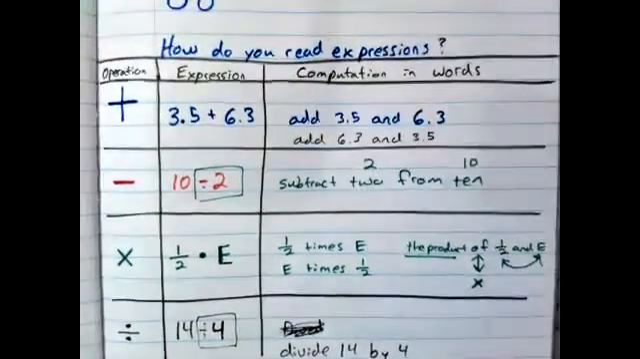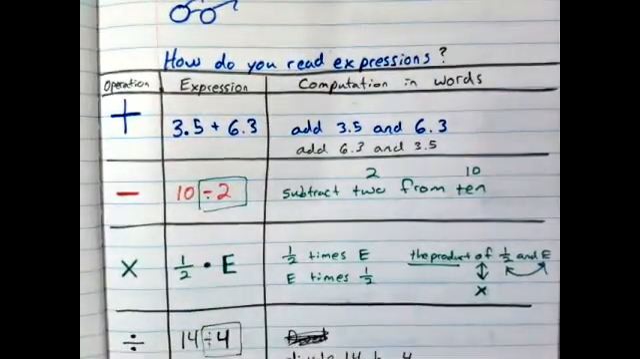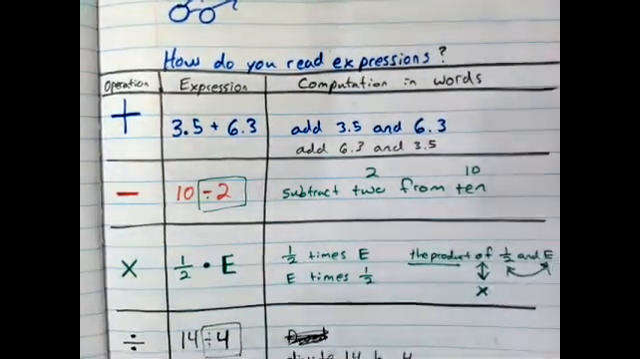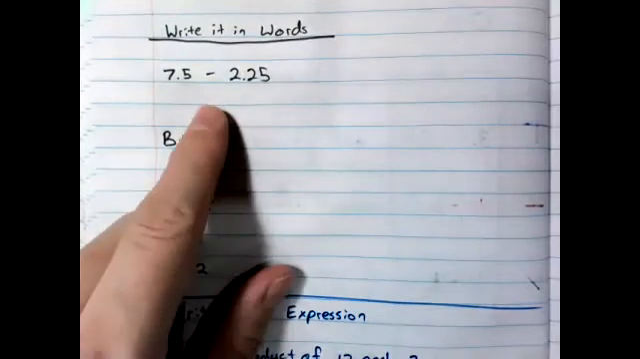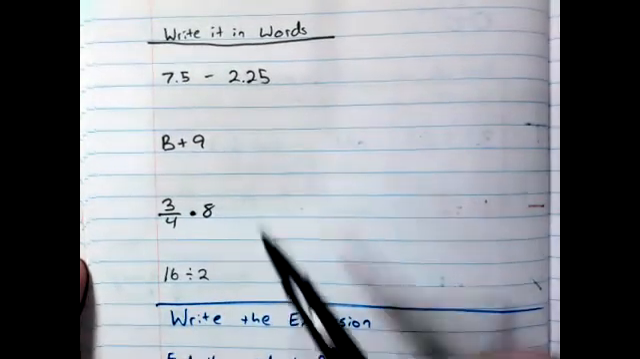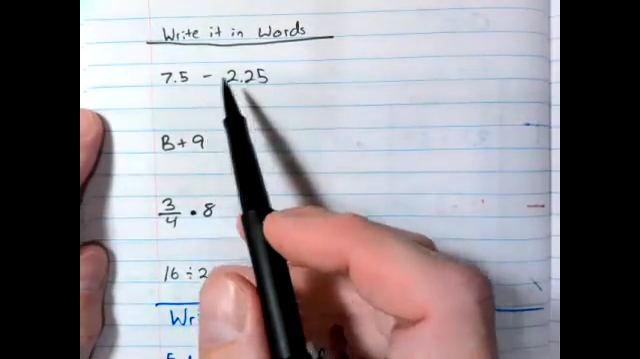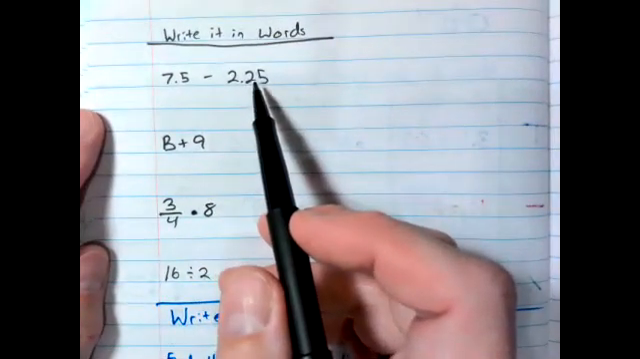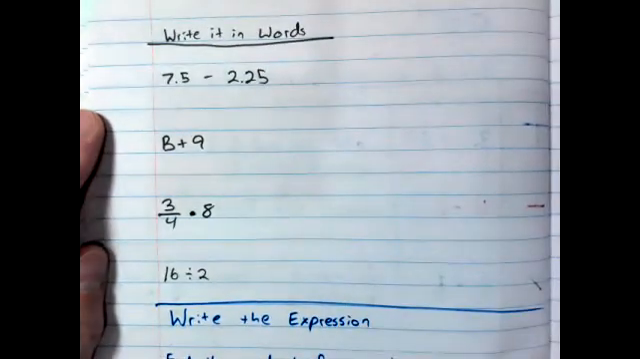All right, let's take a peek at some samples. So an expression can be done in words. It can be done in numerals, in numbers. Let's take a peek on the next page. How would you write this subtraction expression? 7 5/10 minus 2 25/100. How would we write that?